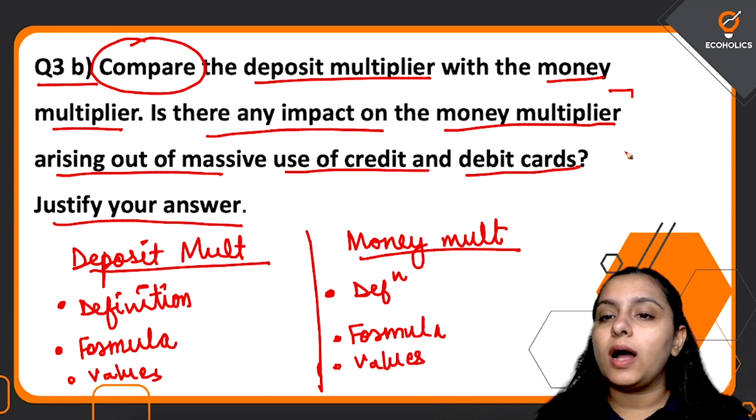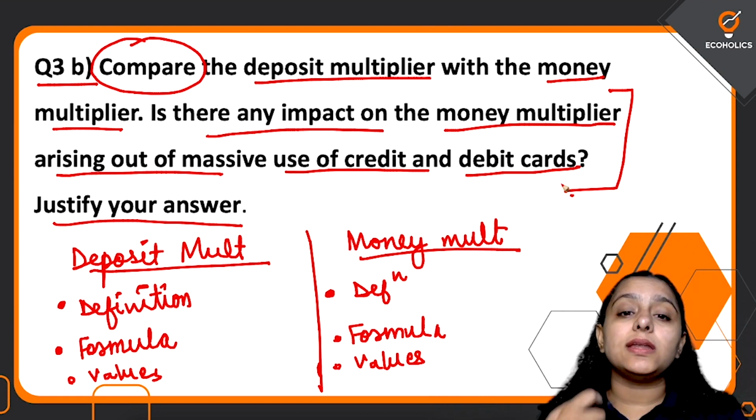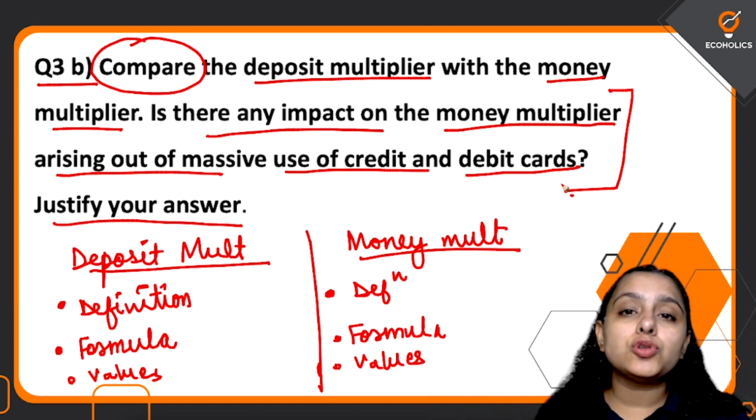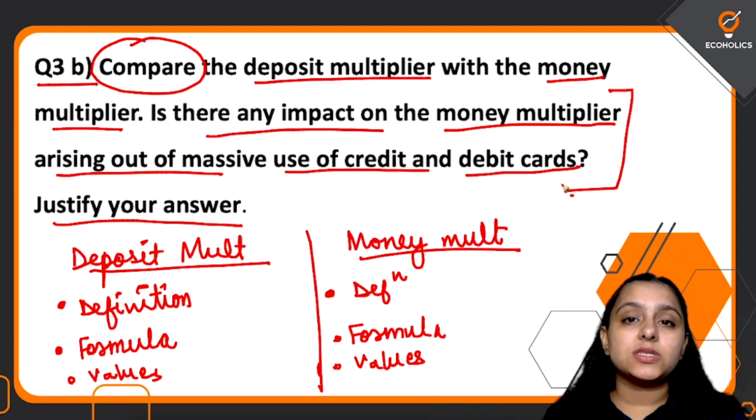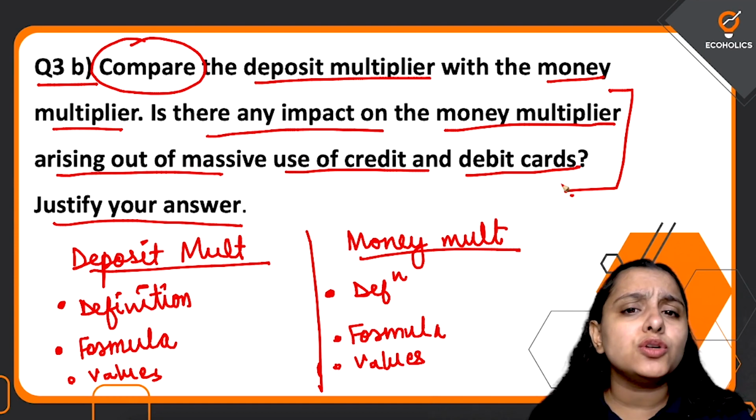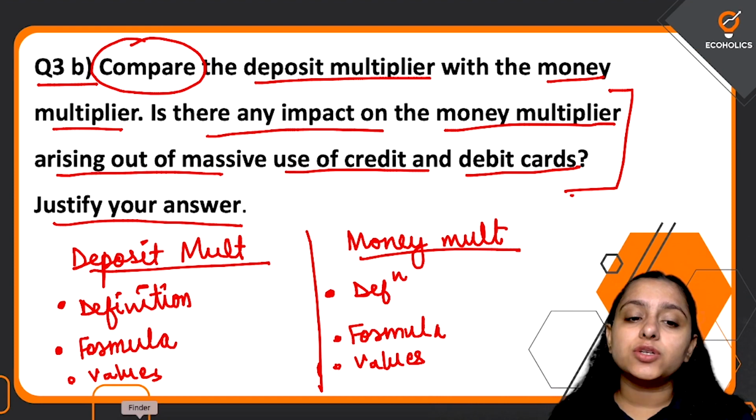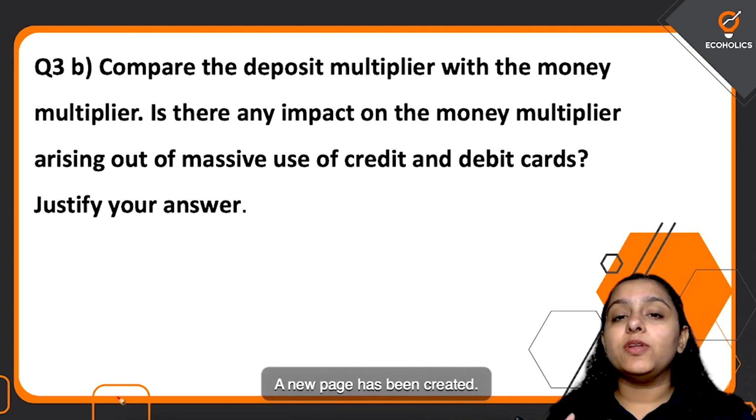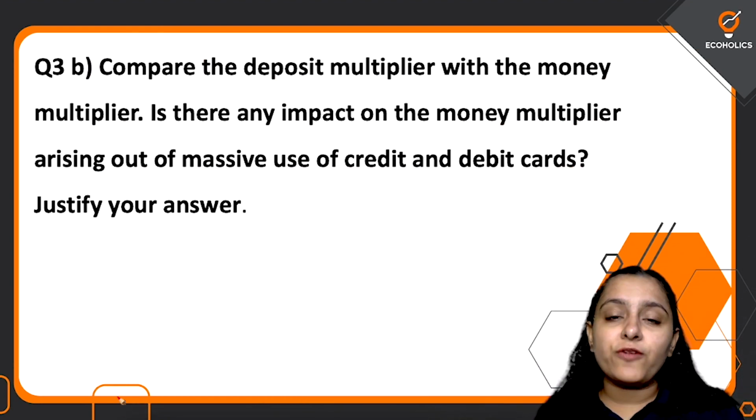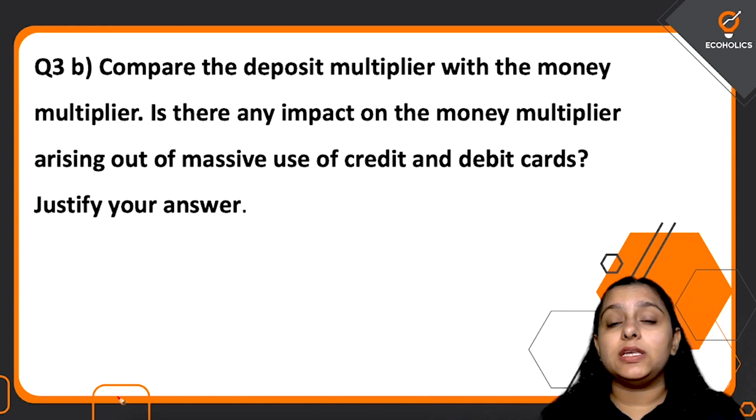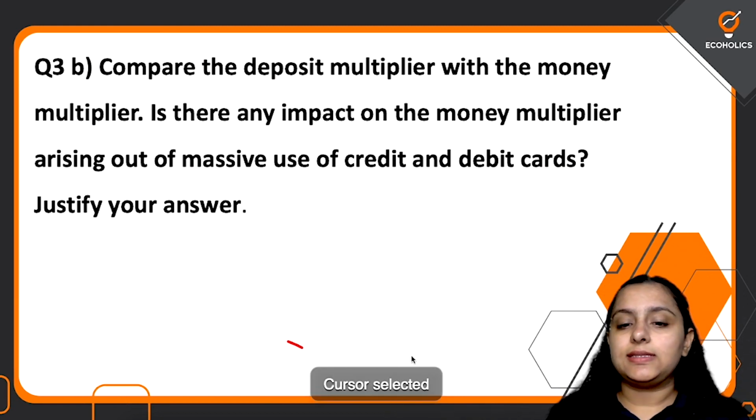And then you answer the next part: because there is massive use of credit and debit cards, which is increasing nowadays, how is it going to impact the value of the money multiplier? Maybe it will either increase the money multiplier or decrease it. We are going to see that.